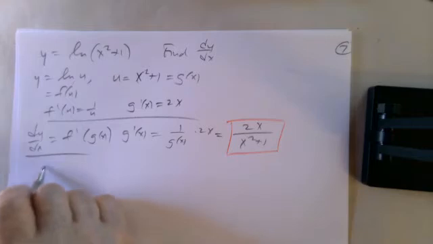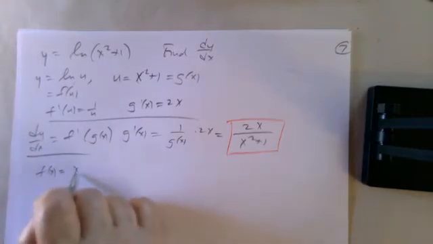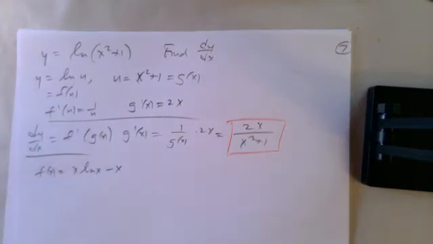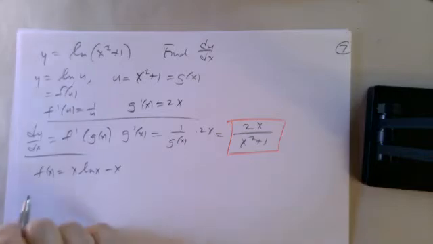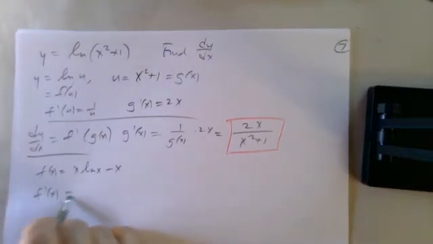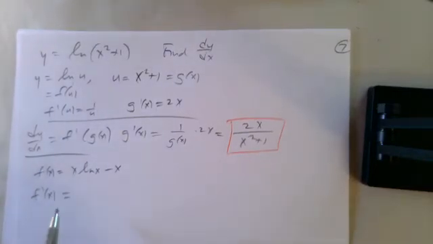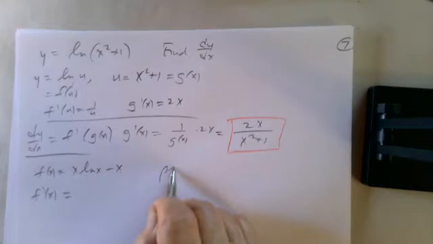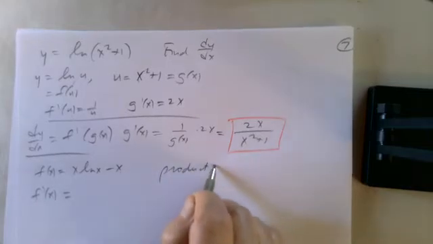Suppose we have the function f of x equals x log x minus x. What is f prime of x? For this, actually, you don't need the chain rule, because you don't have a composite function, you have a product and something else. So for this, you only need the product rule.